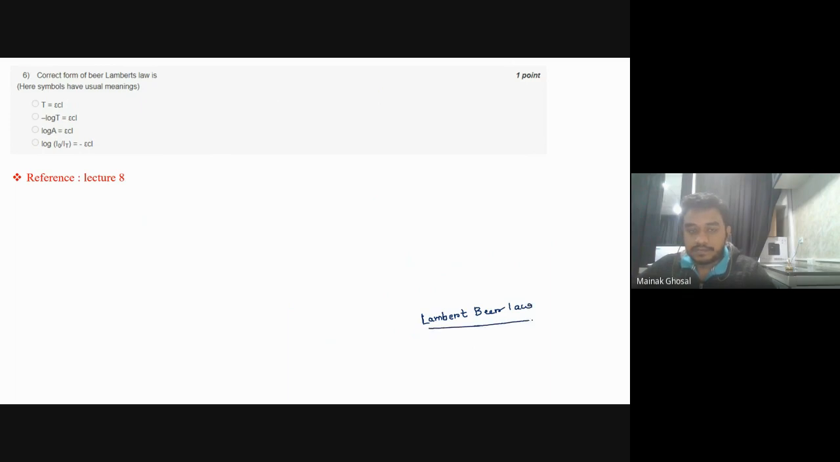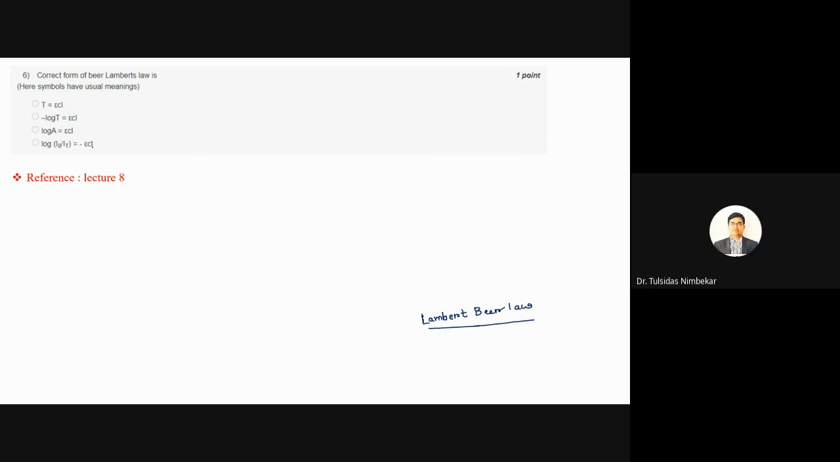Which should be the answer? Is T equals epsilon CL, minus log T equals epsilon CL, log A equals epsilon CL, or log I0 by IT equals minus epsilon CL? What should be the answer? Which should be the correct form? Log of I0 minus IT equal to this. This fourth one? Yes, fourth one. Anybody else?